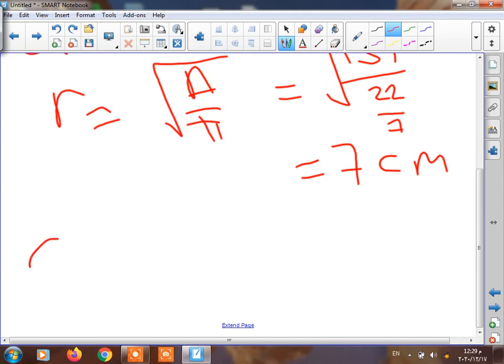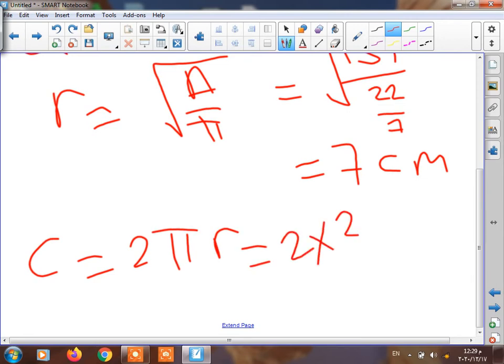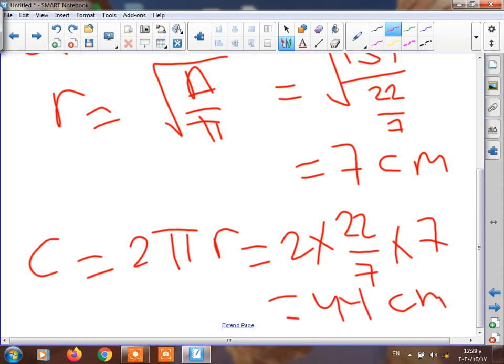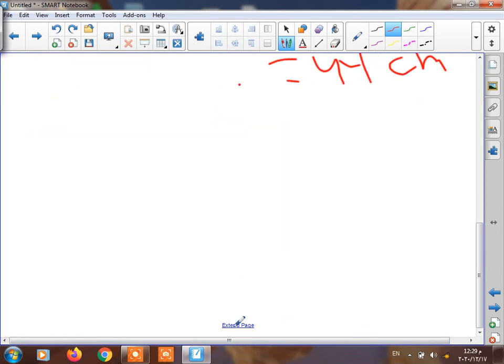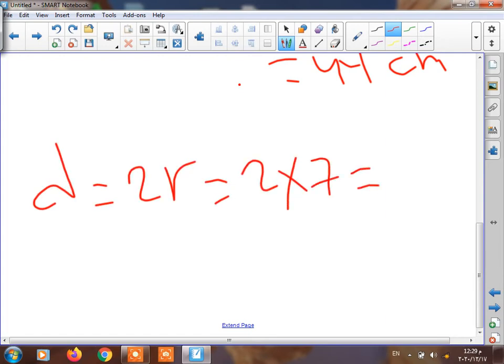Can you find the circumference now? Yes, circumference equals 2 pi r. So we can say that 2 times 22 over 7 times 7 equals 44 centimeter. After that, he also needs the diameter, and we know that diameter equals twice the radius. So 2 times 7 equals 14 centimeter. Okay.